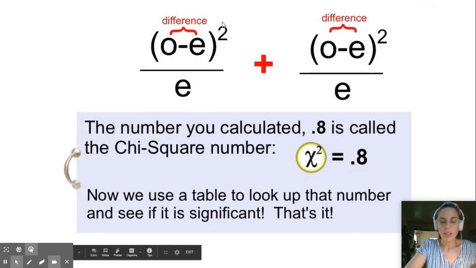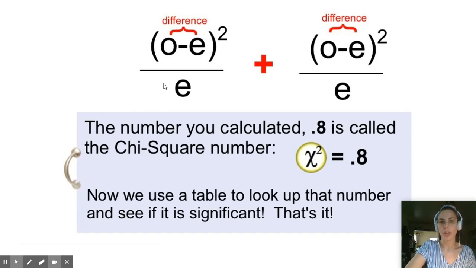This is sort of a long form version of what I showed you. We took our observed minus our expected for the red cards and the black cards, and then we added them together. We got 0.8. That's our chi-square number. Now we have a table we're going to compare that 0.8 number to, and we're going to determine whether that number is significant, whether we can reject the null hypothesis and say that it wasn't just chance.